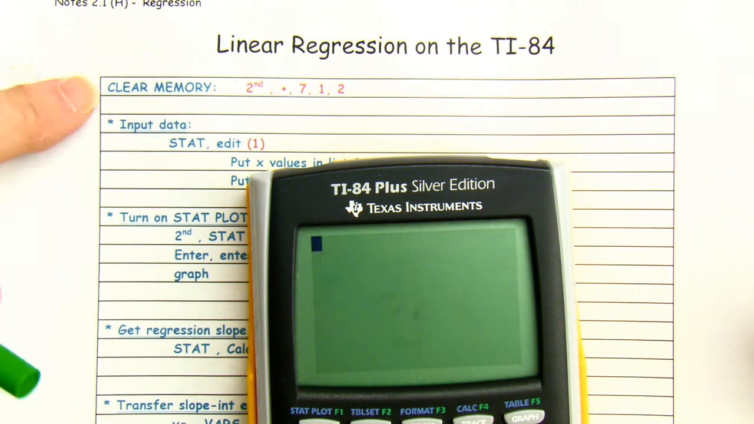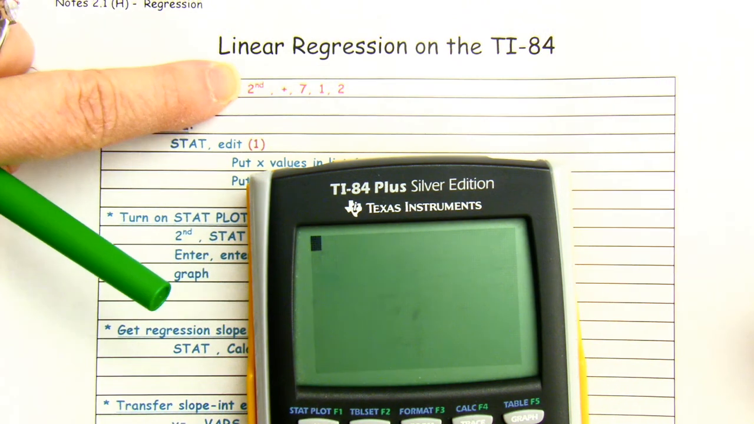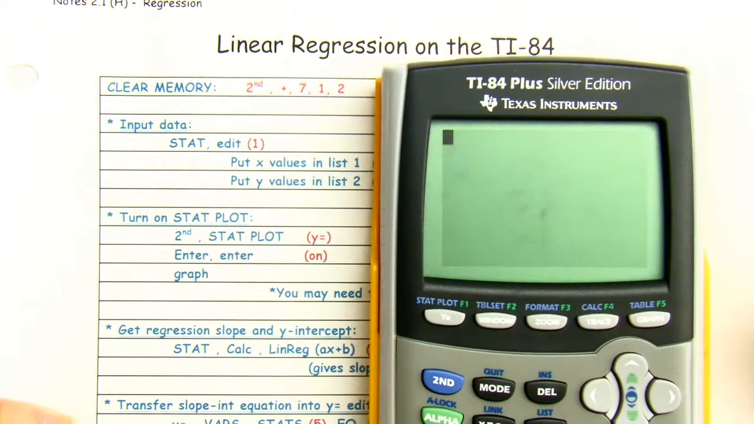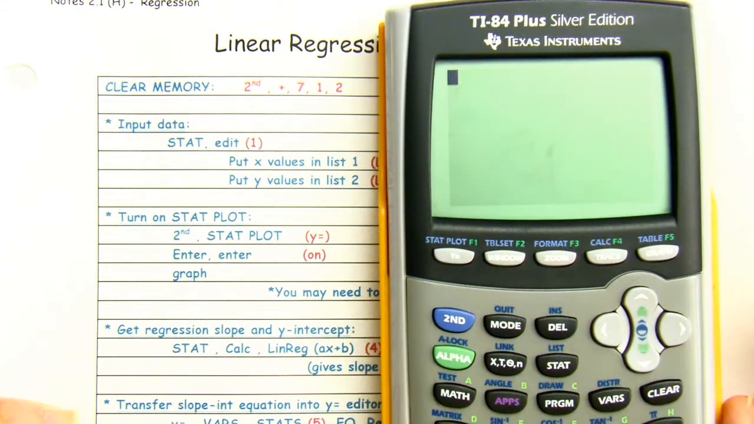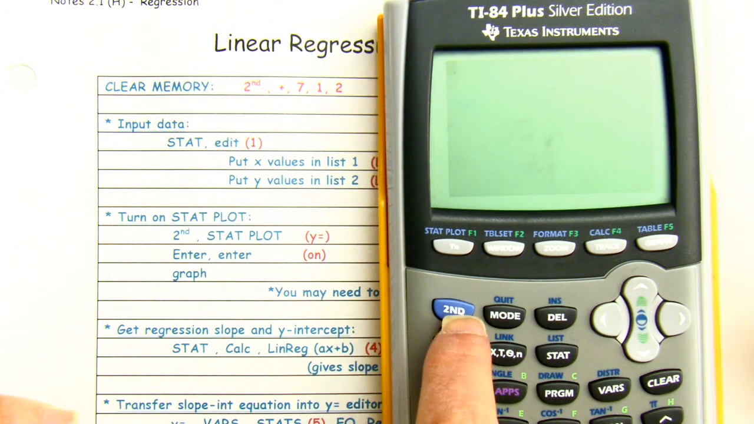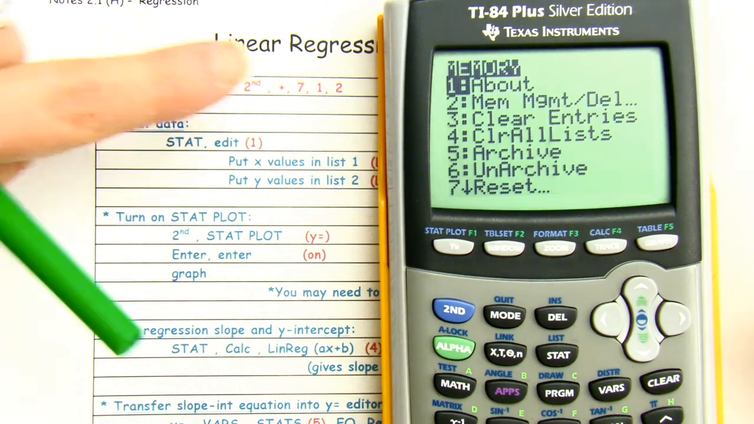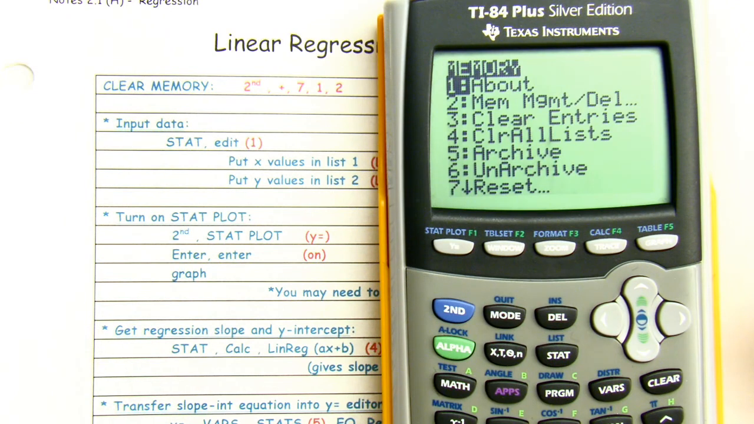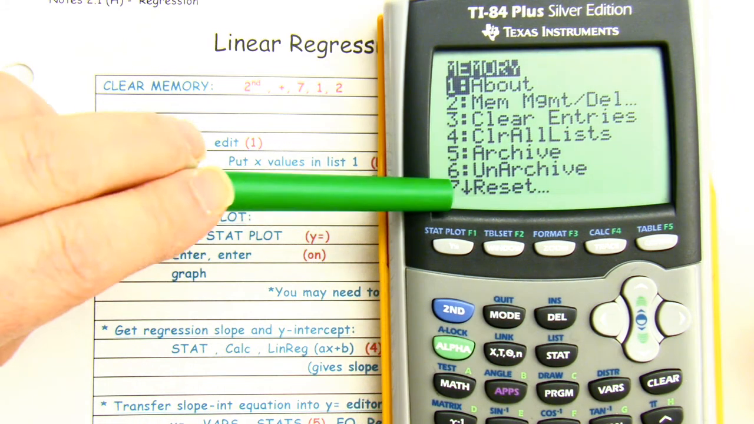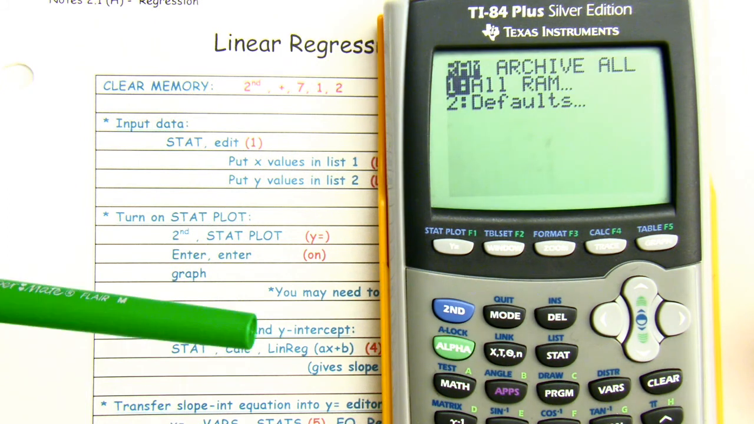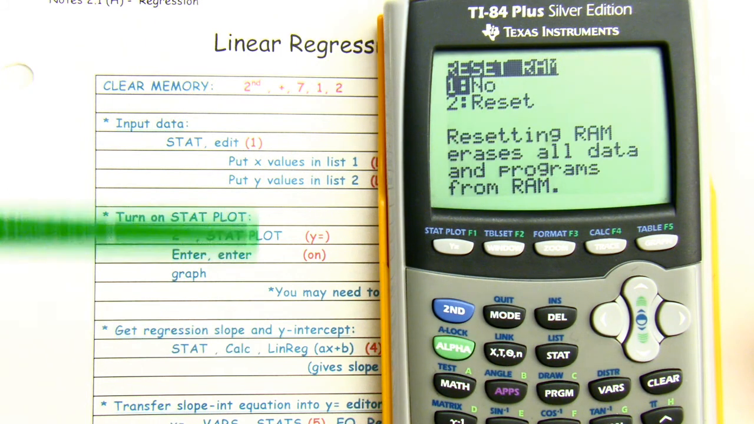But clearing the memory is easy. You just turn the calculator on so that it's blinking. And then we're going to hit the blue button, this one here, second. So you're going to hit the second, the addition sign, plus. And then you're going to choose number 7, which is reset right here on the calculator. 7. You can choose number 1, all RAM, and number 2 to reset.